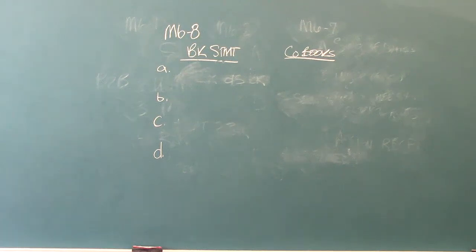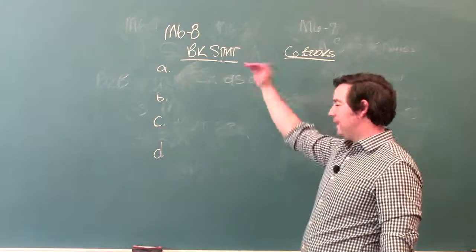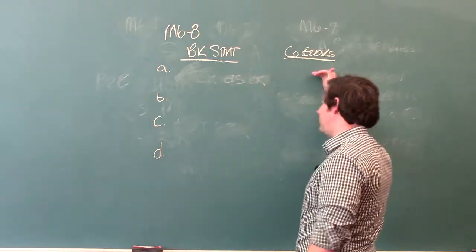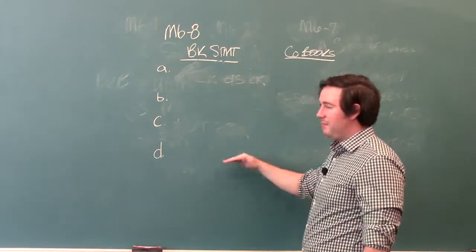All right, the next one on our list is M68. M68 asks us to indicate whether the following items will be added or subtracted from the company's books or bank statements when we're doing the bank reconciliation. Remember, the goal of the bank reconciliation is to take the bank balance, compare it to the book balance, identify all the differences, and in the end make the adjusted balances match, right?